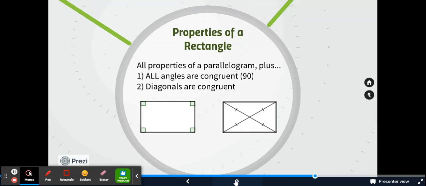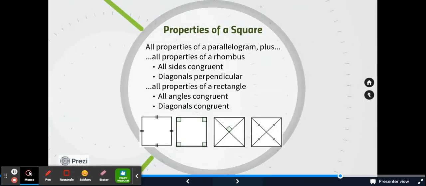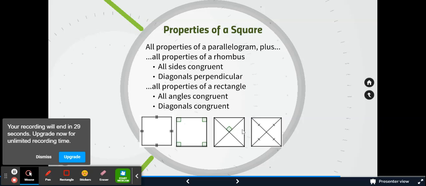Now that's a rectangle. Let's talk about the final special type of parallelogram, which is a square. And a square has all the properties of a parallelogram plus all the properties of a rhombus. So it's going to have all sides congruent, as we see in this first square. Over here we have perpendicular diagonals. And then it's going to have all the properties of a rectangle as well. So it'll have all angles that are 90 degrees and diagonals that are congruent. And that's what makes it a square.